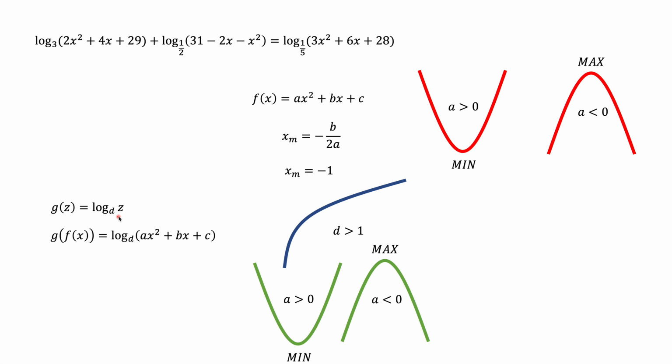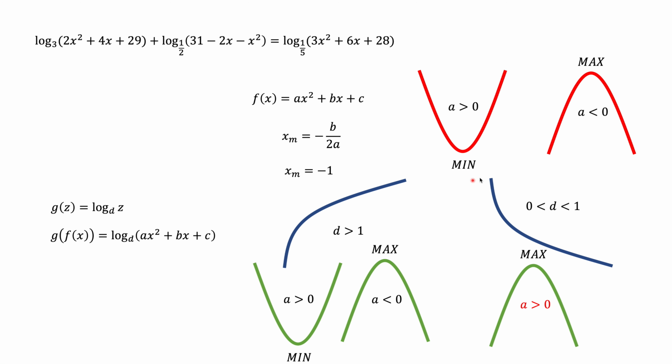Now, if d is between 0 and 1, it's going to be a monotonically decreasing function, which means that when the argument z goes up, log of z is actually going to go down. And what happened in this case? Everything switches. If my original function was going down, g of f of x was actually going to go up. And whenever f of x was going up, g of f of x is going to go down.